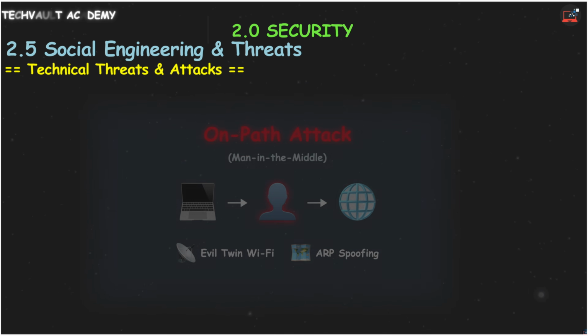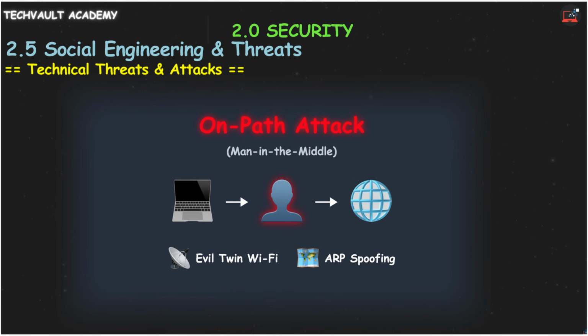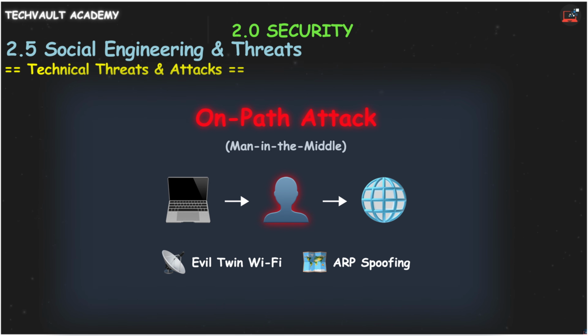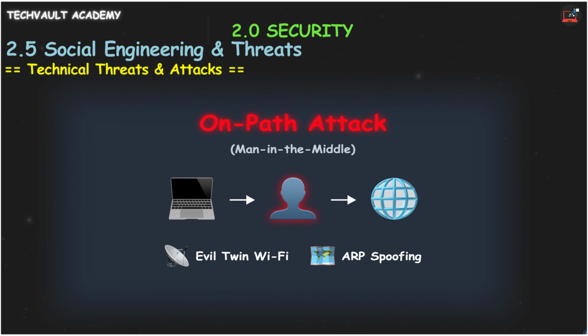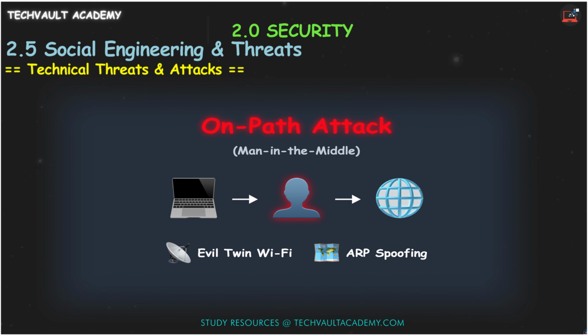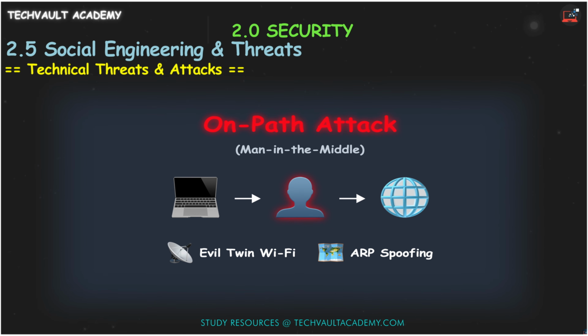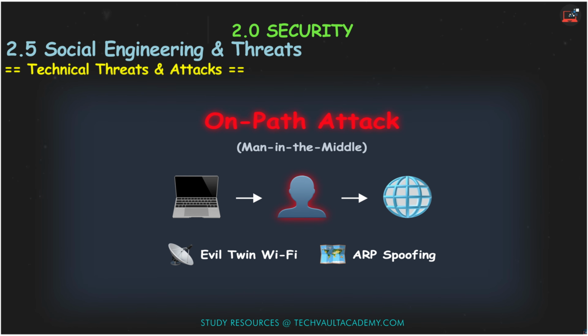An on-path attack, or man-in-the-middle, is where an attacker secretly sits between you and a server, intercepting your traffic. A common way this is done on a local network is ARP spoofing. On a wireless network, an attacker can set up an evil twin, a rogue access point with the same name as the legitimate Wi-Fi, tricking your device into connecting to them. Always use a VPN on public Wi-Fi to protect against this.